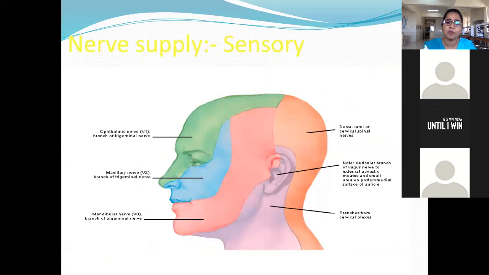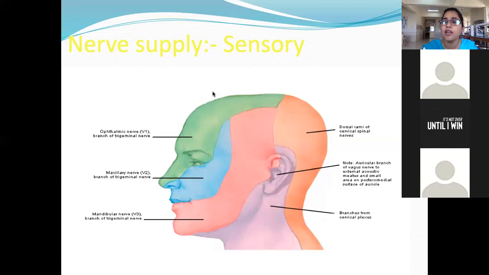Question comes, you are supposed to write in two parts. If you write only sensory or only motor nerve supply, you are going to get only half marks. So you need to write both, sensory as well as motor. Very important question. You can mark 10 star marks next to this question. Nerve supply has got two parts, motor innervation and sensory innervation.